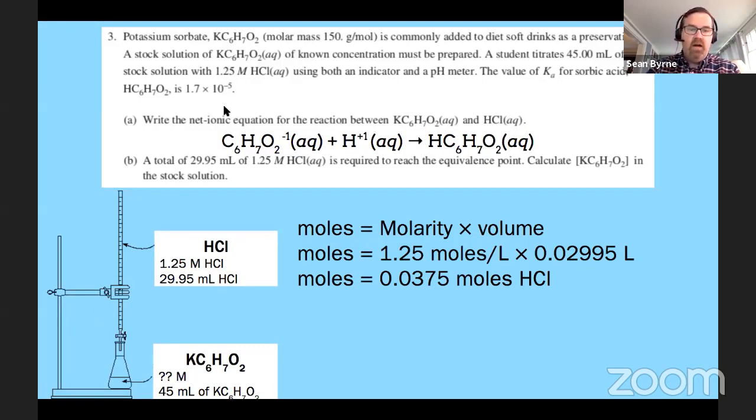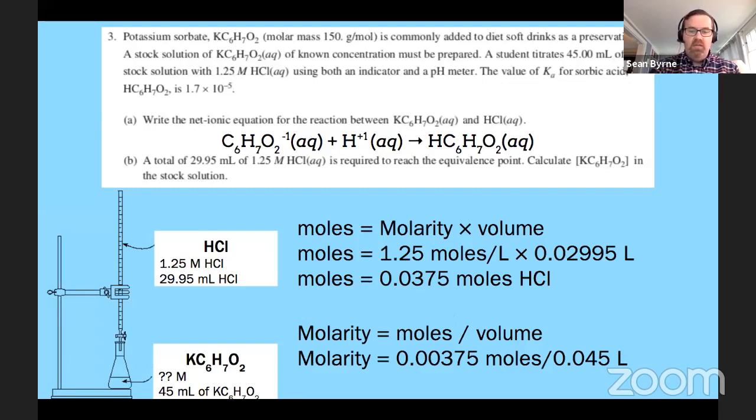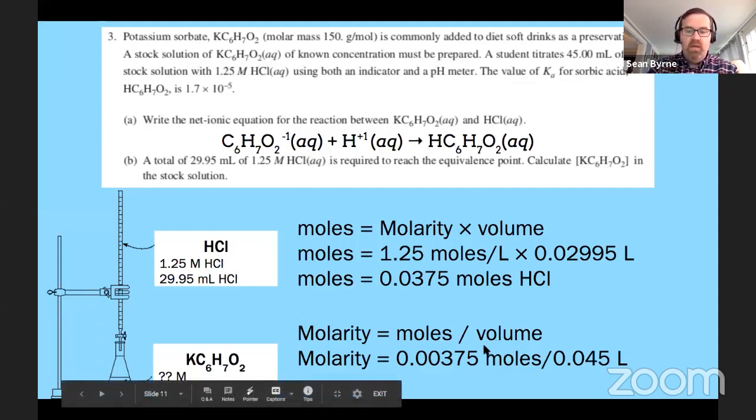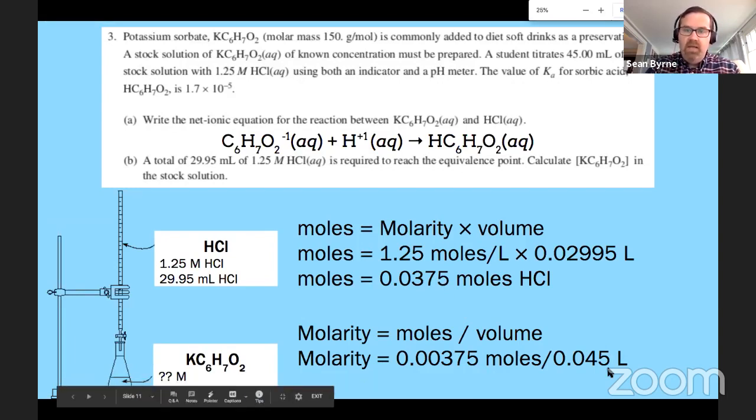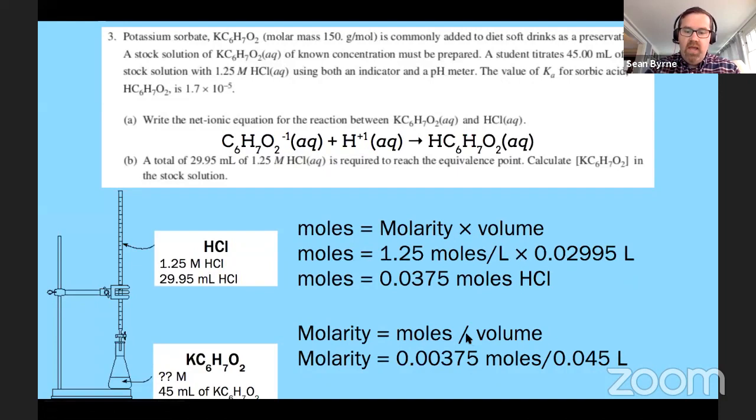And because in our net ionic equation, which is balanced, our moles of protons are equal to the moles of sorbate, they're in a 1-to-1 ratio, we can assume that our moles of sorbate is equal to moles of HCl. And then we just plug those into our molarity equation. Molarity is equal to moles over volume. We're going to bring this number down. We've converted our milliliters into liters again, and we should get a concentration that is 0.832 moles per liter. Okay, and so that's our final answer for part B.